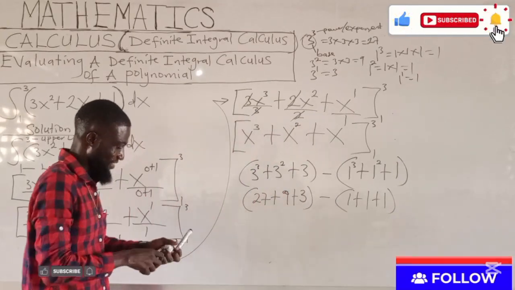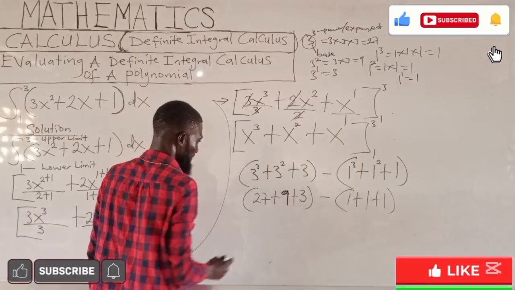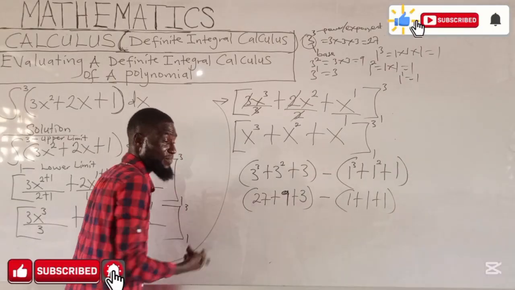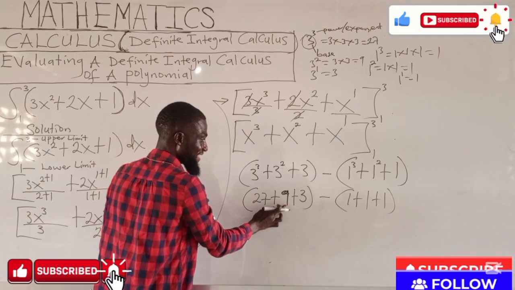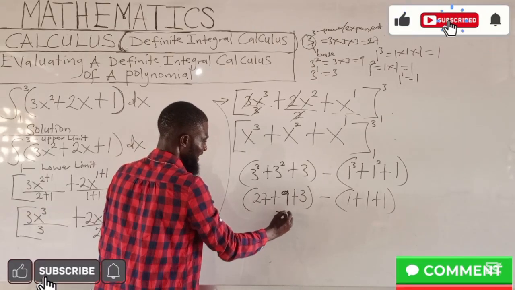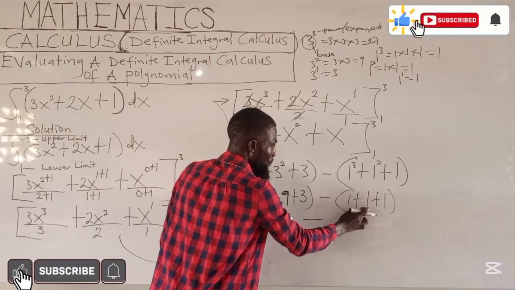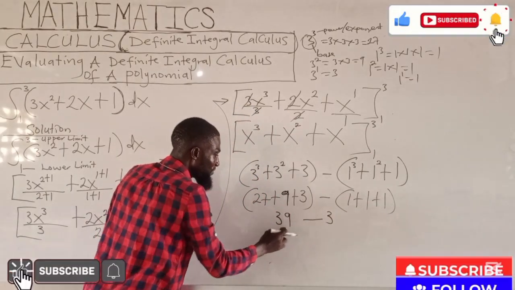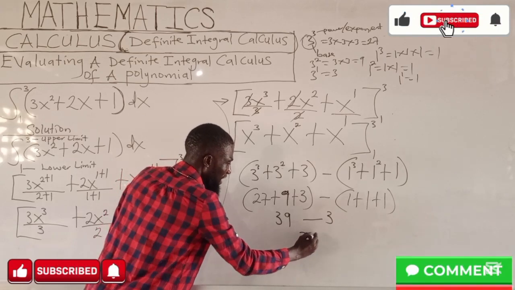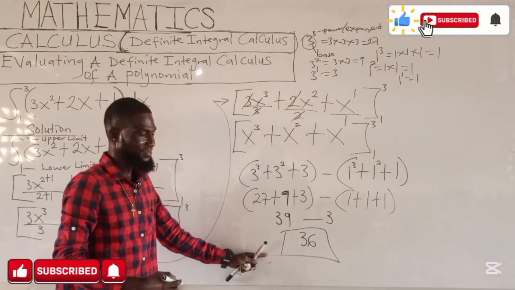Parenthesis closes. On this note, ladies and gentlemen, what do we do? We add all of these numbers in a parenthesis. So we say 27 plus 9 is 36 plus 3 is 39 minus 1 plus 1 plus 1, automatically we have 3. If we subtract 3 from 39, automatically we have 36 as our answer.